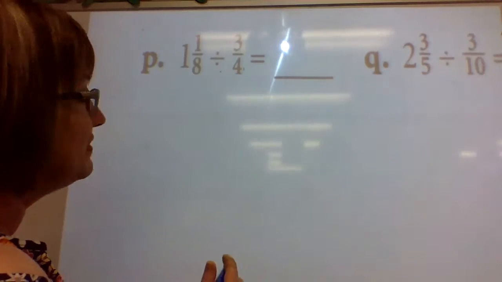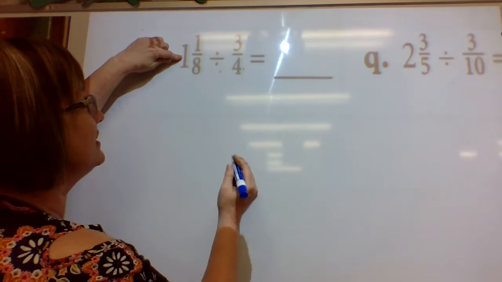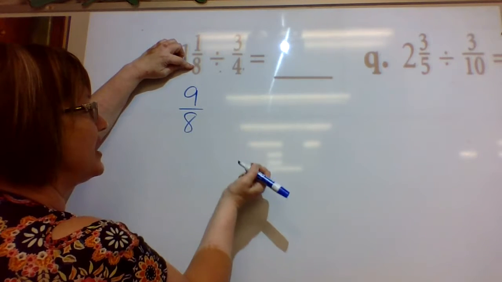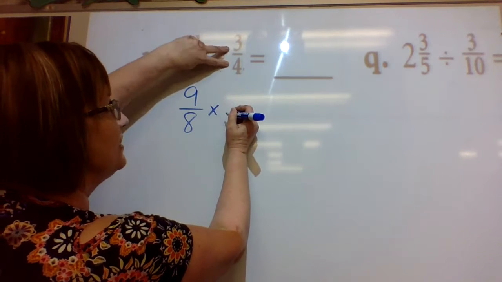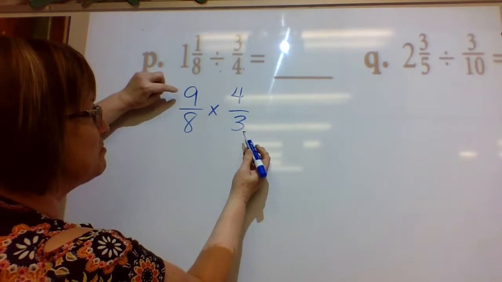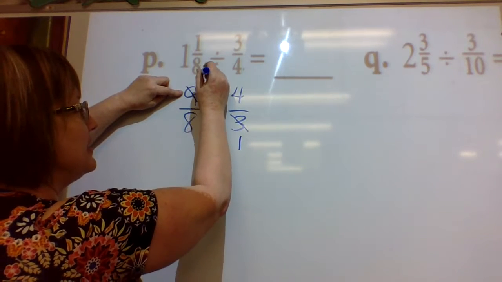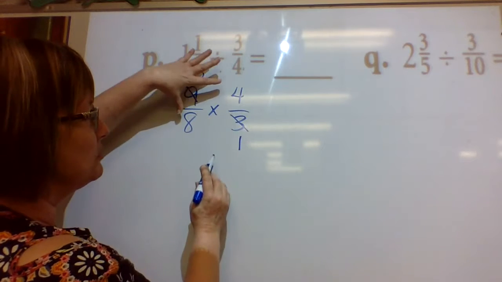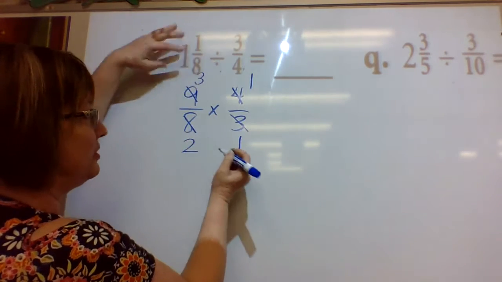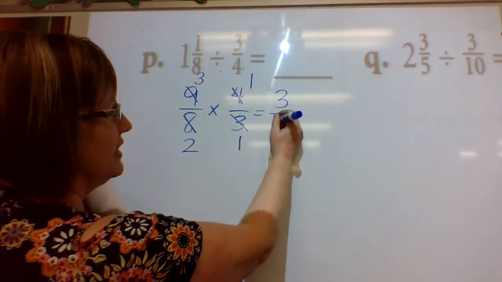All right, and then this one we've done before as well. We're going to do the backward C. 8 times 1 is 8 plus 1 is 9. It's already cut into eighths. That doesn't change. 9/8 times, flip this upside down, 4/3. Can we cancel? Absolutely. Both of these can be divided by 3. 3 divided by 3 is 1. 9 divided by 3 is 3. 8 and 4 can both be divided by 4. 4 divided by 4 is 1. 8 divided by 4 is 2. 3 times 1 is 3. 2 times 1 is 2.